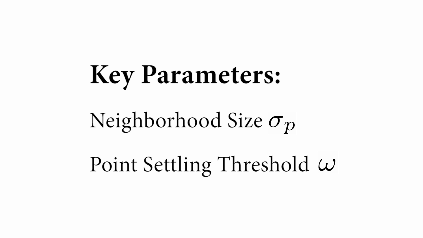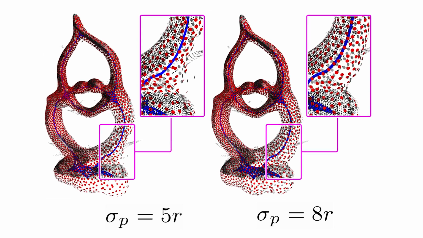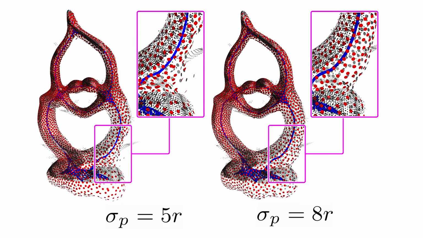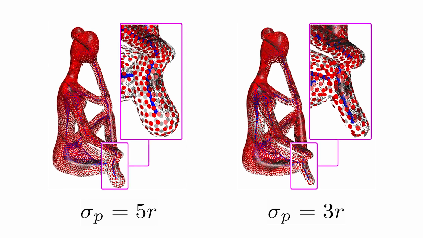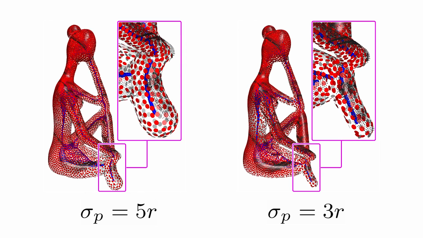There are two key parameters in our approach: the surface neighborhood size, sigma p, and the point settling threshold, omega. These two examples show that larger surface neighborhood values, sigma p, often lead to representations that are more robust against input noise and large missing parts. On the other hand, the consolidated surface may not represent the surface details as well.